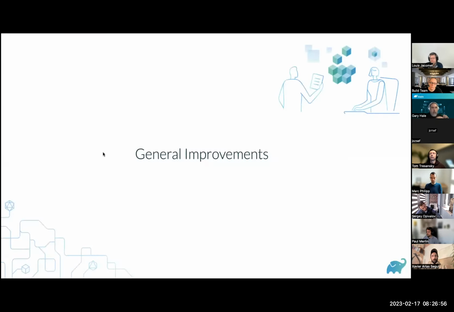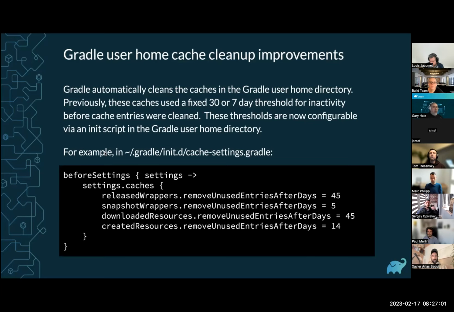Okay, and let's talk about some general improvements, and I'll start out with some changes that we made to cache cleanup. Since Gradle 4.x, Gradle automatically cleans the caches in the Gradle user home directory. Previously it would use a fixed threshold for inactivity, either 30 or 7 days, depending on which cache it is. That means, for instance, if a particular cache entry had not been used for over 30 days, it would be eligible for cleanup when the cache cleanup executed.